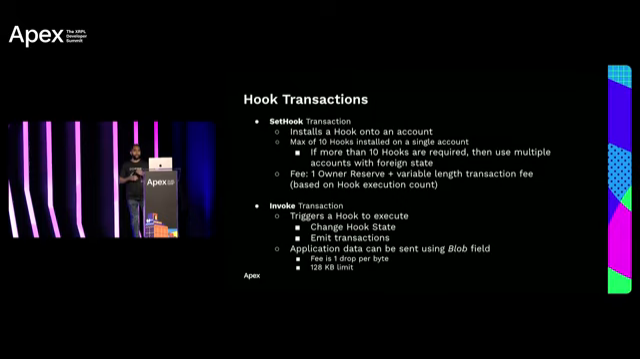And then you also have the invoke transaction. This will trigger a hook to execute. So a hook can't automatically emit new transactions. You have to trigger it. So this is where this transaction comes into play, where you can have it change its hook state. You can emit new transactions. And then you would send the application data inside of a blob field. And there is a fee associated with it, which is 1 drop per byte and a 128 KB limit.